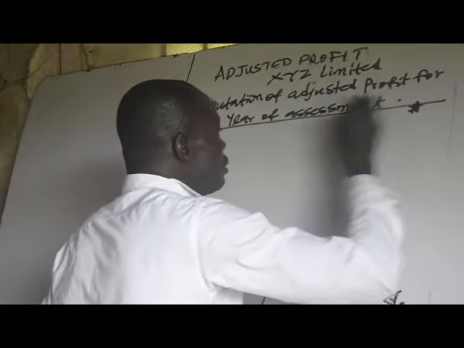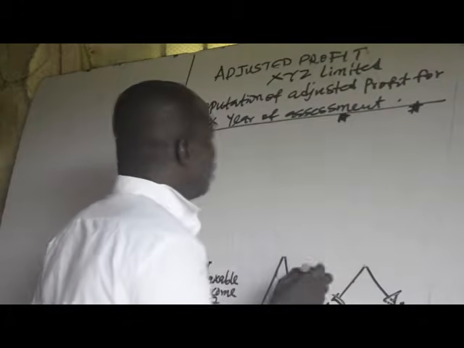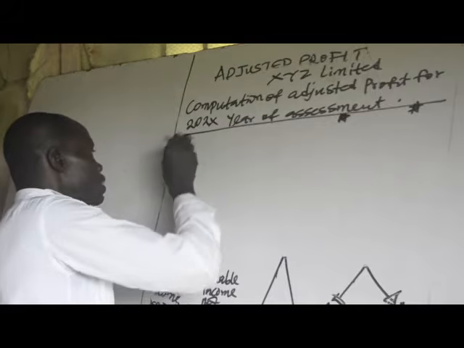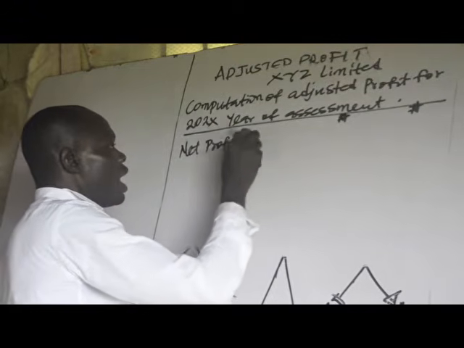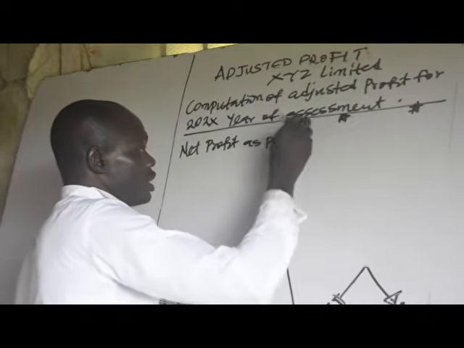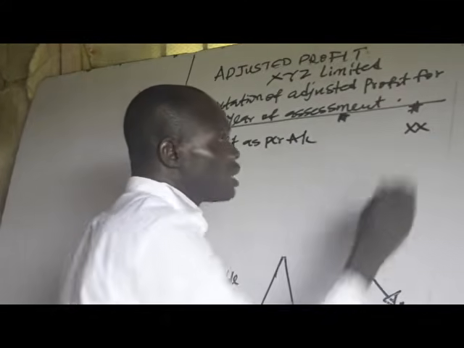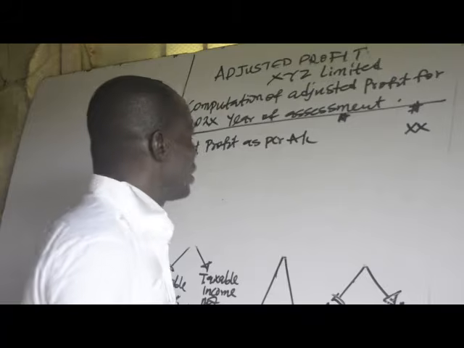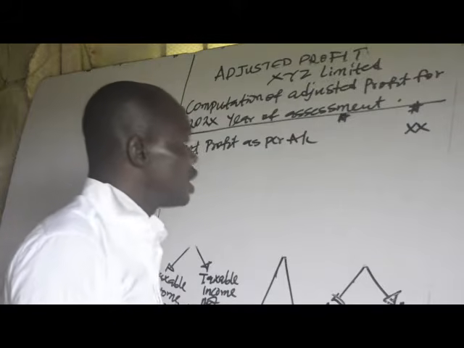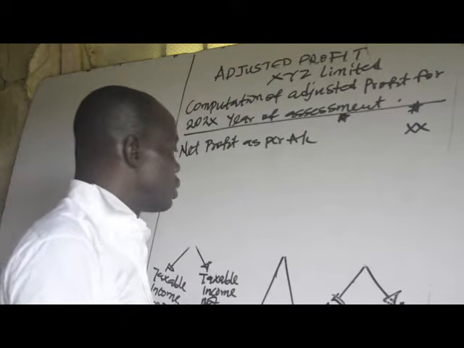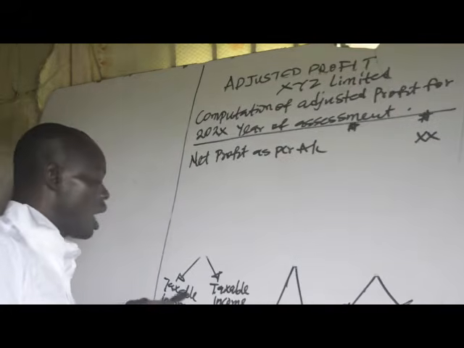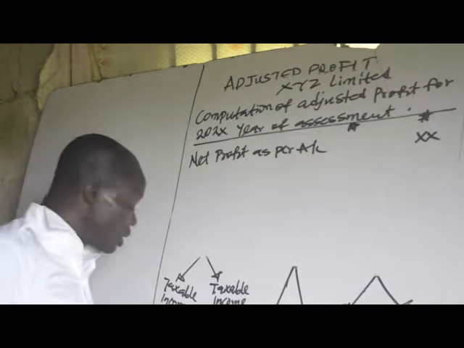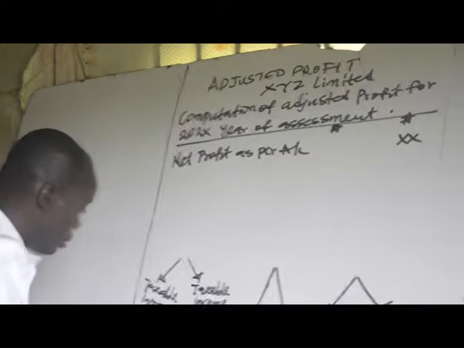So now you start with net profit. Net profit as per account. That is the net profit reported in the income statement, the net profit reported in the statement of profit or loss. Now, let's consider the treatment of each of the items.